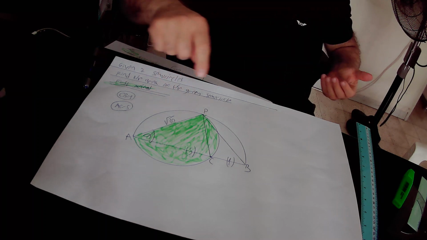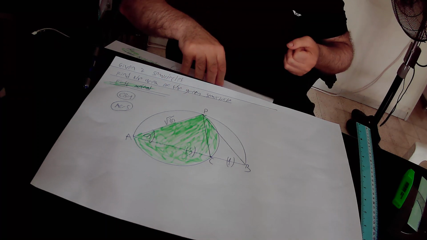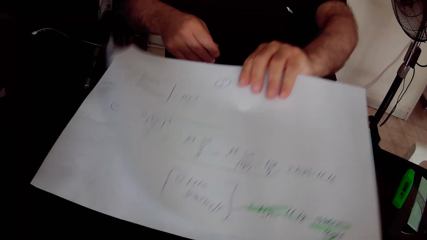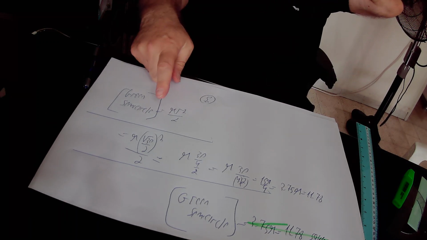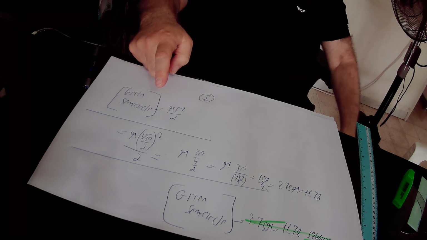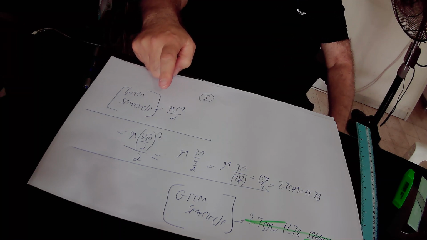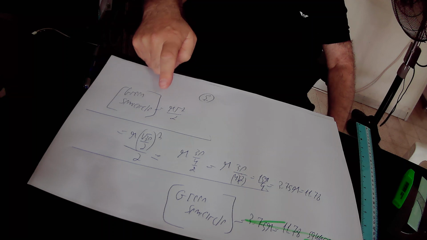The area of this green semicircle equals pi r squared over 2. I repeat again, the area of the green semicircle equals pi r squared over 2. So it is pi times r squared. R is equal to the square root of 30 over 2, therefore r squared is equal to the square root of 30 over 2, squared, divided by 2.